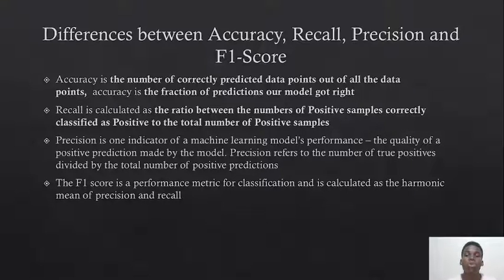Then precision is one indicator of machine learning models performance, that shows the quality of positive prediction made by the model. So out of the positive predictions made by the model, what is the quality of our prediction? Is it 100%? Is it 90%? Is it 70%? So when we see under that category, it is what we call precision. Then we're having the F1 score, which is the performance metric for classification, and is calculated as the harmonic mean of precision and recall.